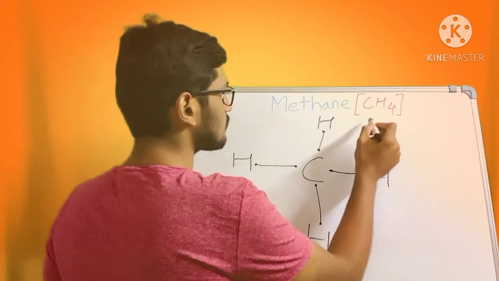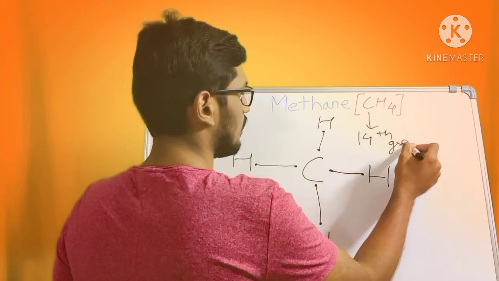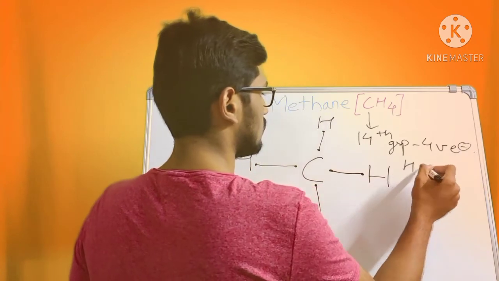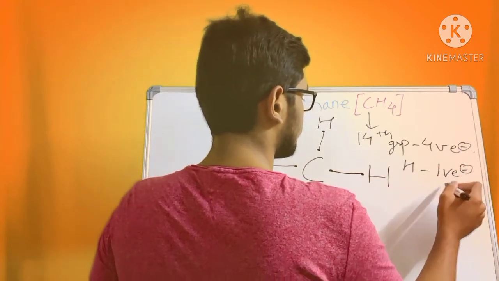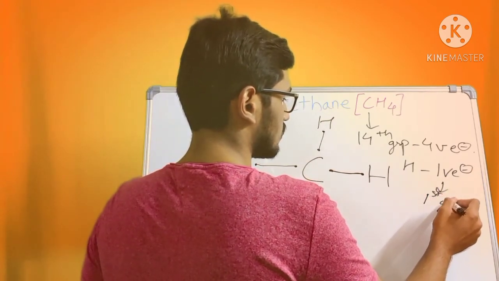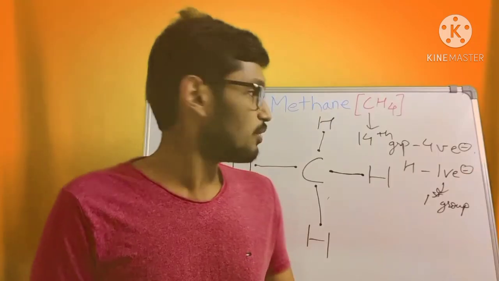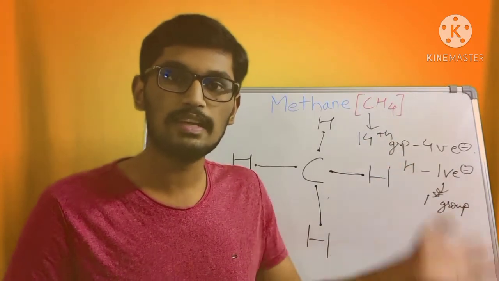And also carbon belongs to 14th group. And you know its valence electrons are 4 valence electrons, and hydrogen, it's 1 valence electron. It's in the first group. So that's the thing. So carbon 14th group 4 valence electrons, and hydrogen first group 1 valence electron.